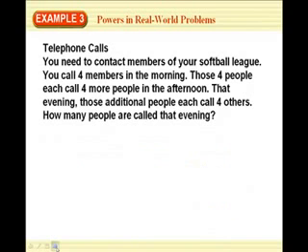Okay, let's look at powers in real world problems. Telephone calls. You need to contact members of your softball league. You call 4 members in the morning. Those 4 people each call 4 more people in the afternoon. That evening, those additional people call 4 others. How many people are called that evening?